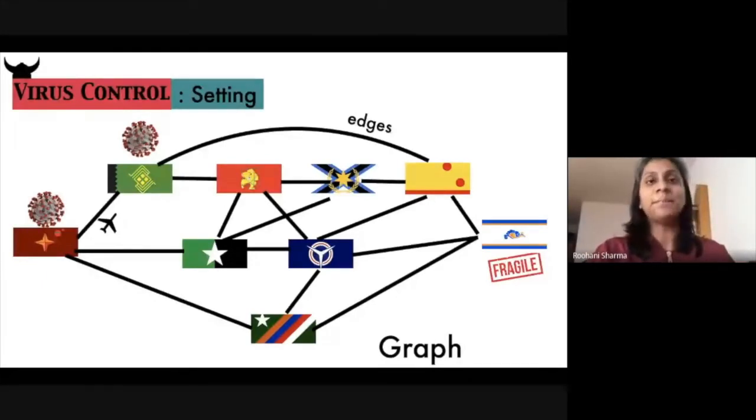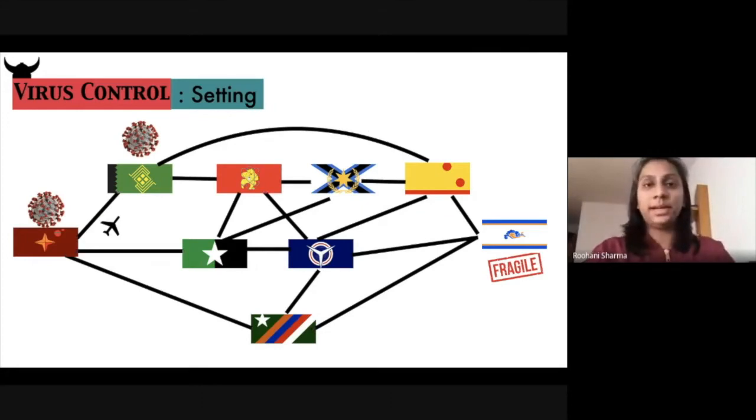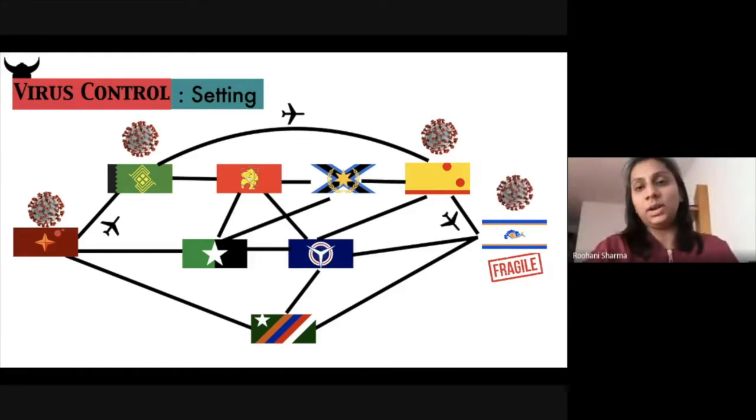And we discussed how the virus spreads. The goal is to prevent the fragile country from getting the virus. The way the fragile country can get the virus is, for example, since the spreader has the virus, we take this edge, fly to this country, and this gets the virus, and then we fly to this yellow country, and this gets the virus, and then we fly to the fragile country, and this gets the virus.